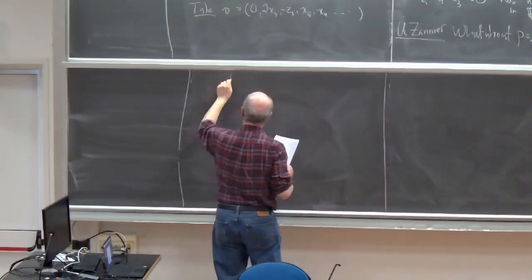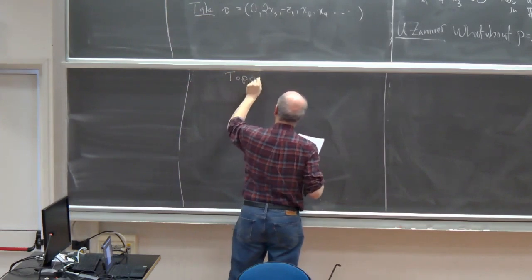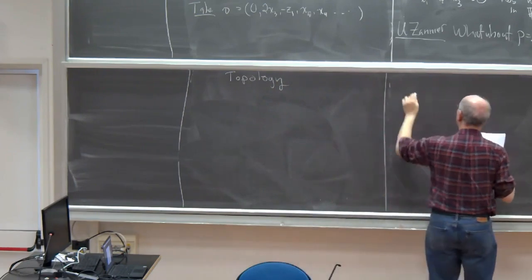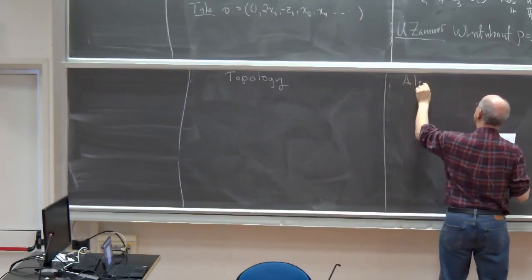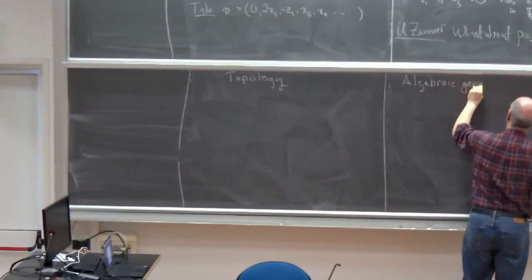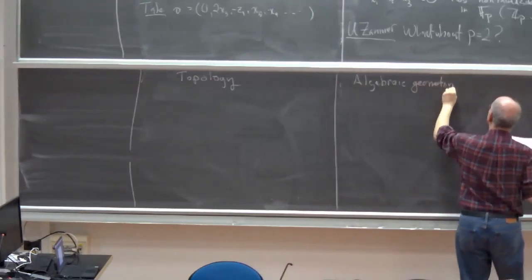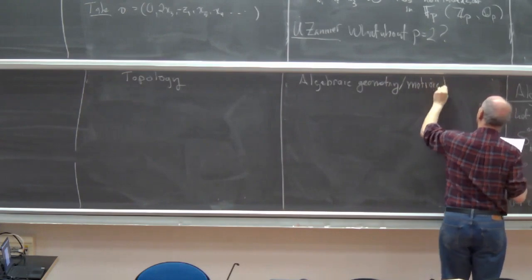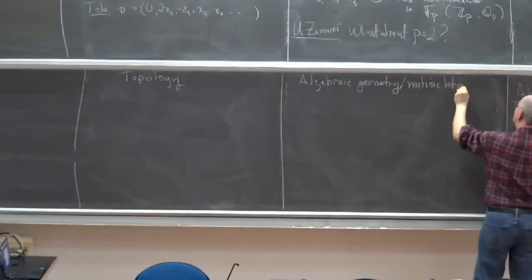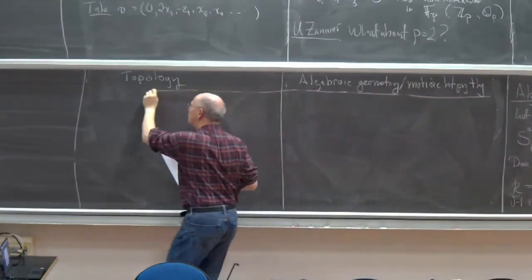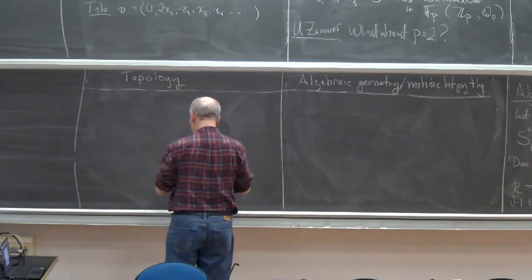So what's the dictionary? Here's my dictionary. I'll put differential topology on this side and algebraic geometry, and scary words, motivic homotopy theory, on this side. See what we can do. So let's review the proof.